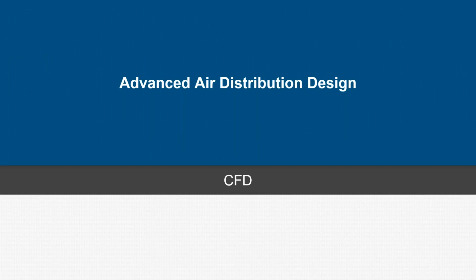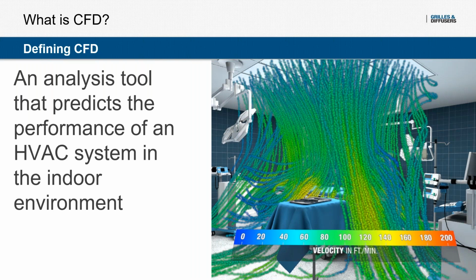So we're going to start first by diving into what CFD is. First, I'm going to define it for anyone who doesn't know what it is. Essentially, CFD, which stands for Computational Fluid Dynamics, is an analysis tool that we can use to predict the performance of an HVAC system in the indoor environment. So essentially what we're predicting is things like airflow patterns, temperatures, thermal comfort, indoor air quality, or even the movement of contaminants within the indoor environment.